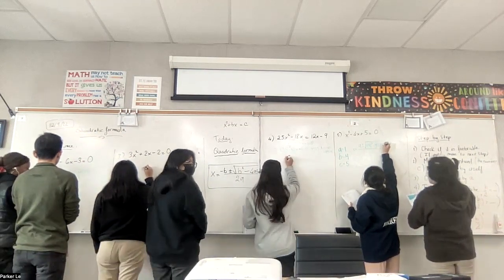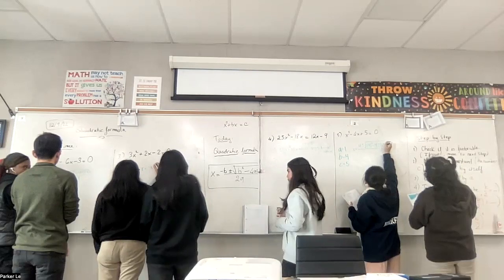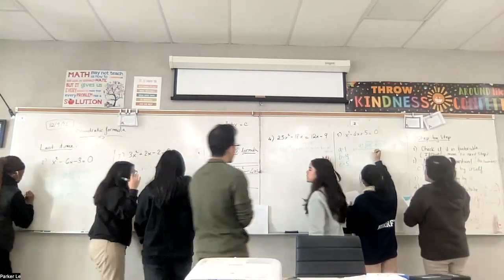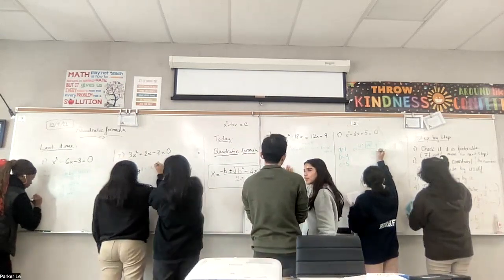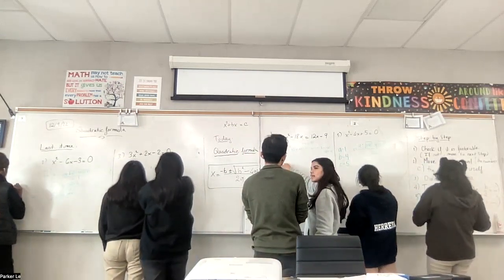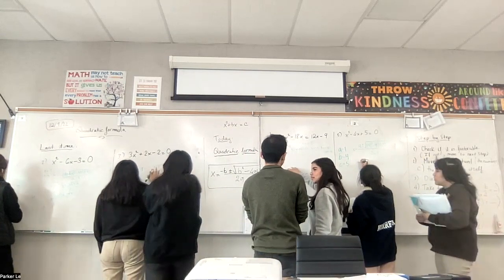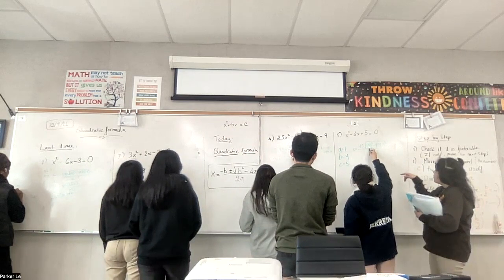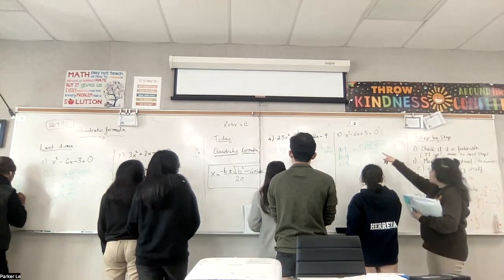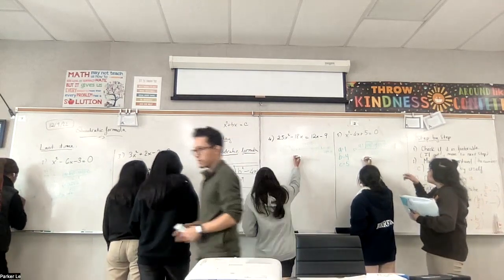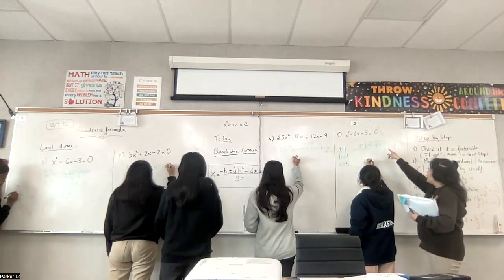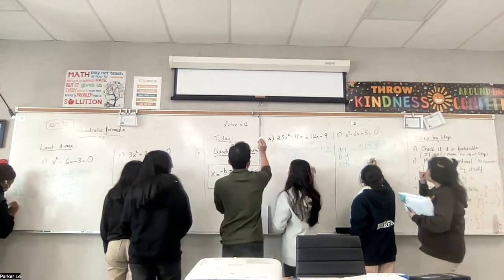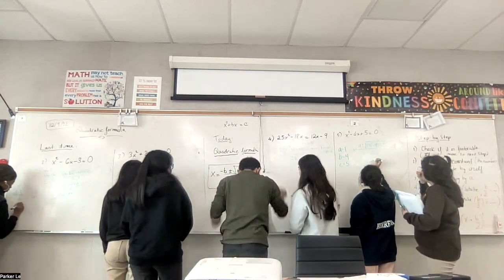Question. Can I simplify this? I can, and then put it in the question. Yes. Negative 30. You flip the sign.